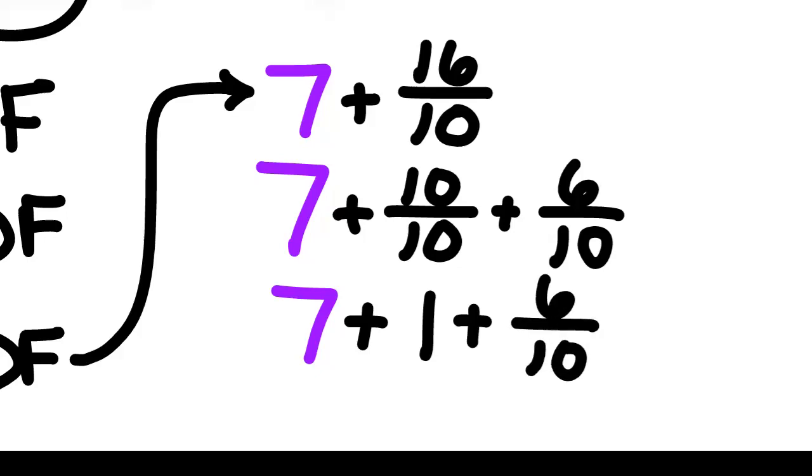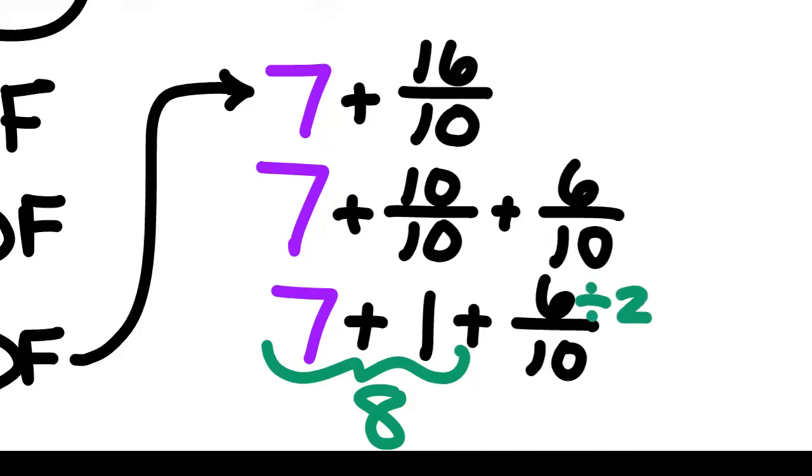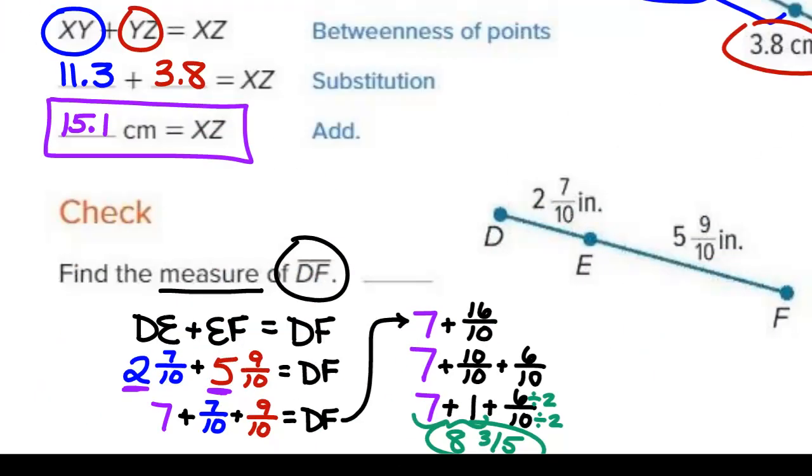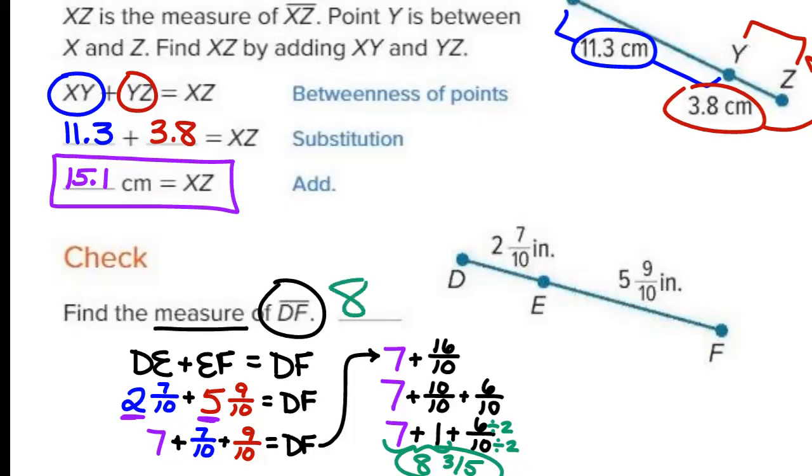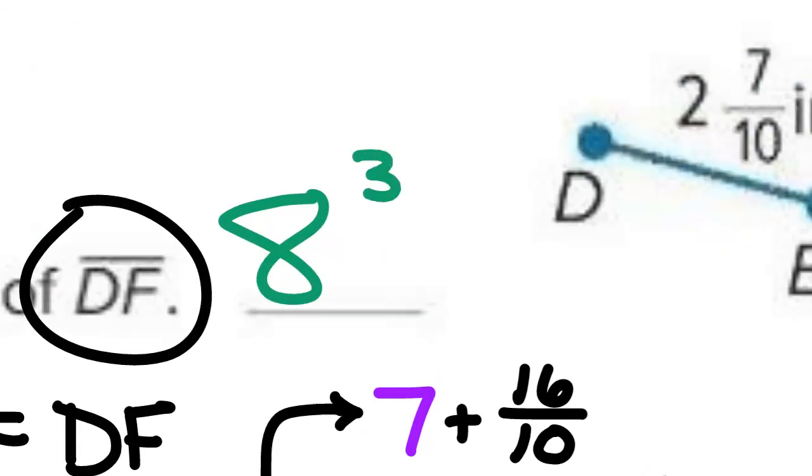What is 7 plus 1? 8. Can I reduce 6 over 10? Is there something that goes into 6 that also goes into 10? 2. So I can divide top and bottom by 2 to reduce that fraction. What would that give me? 3/5. That would be my final answer. 8 3/5 inches.